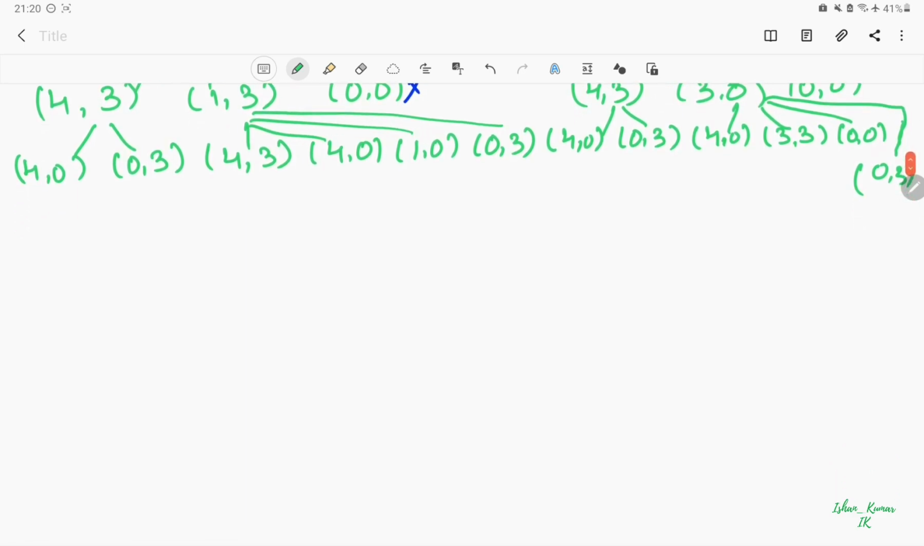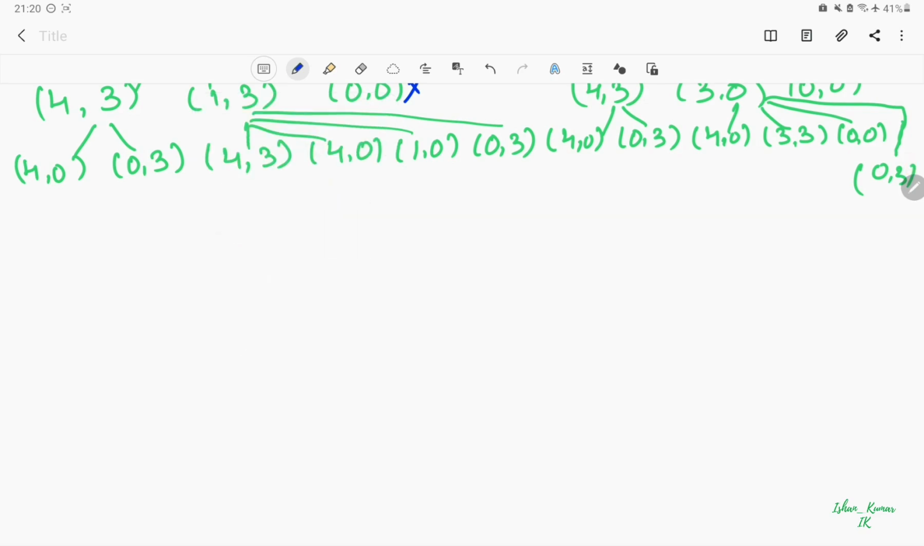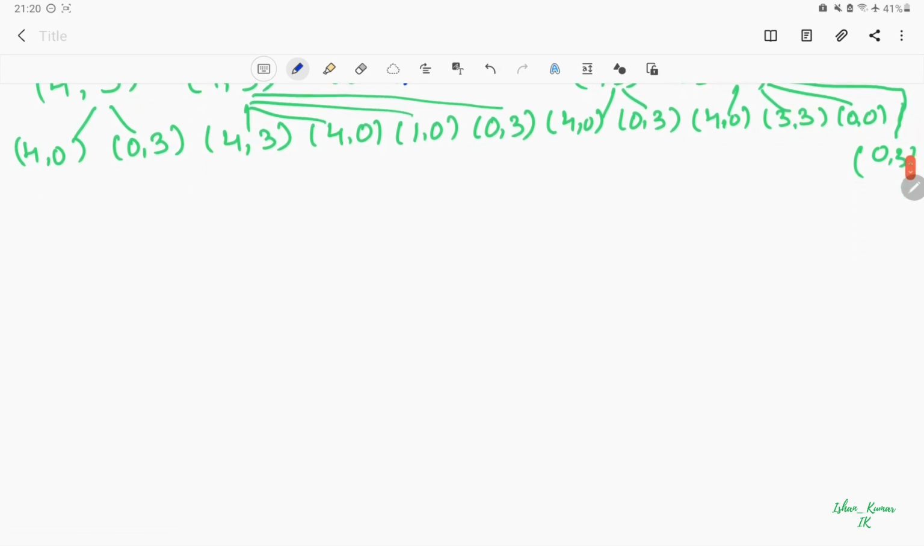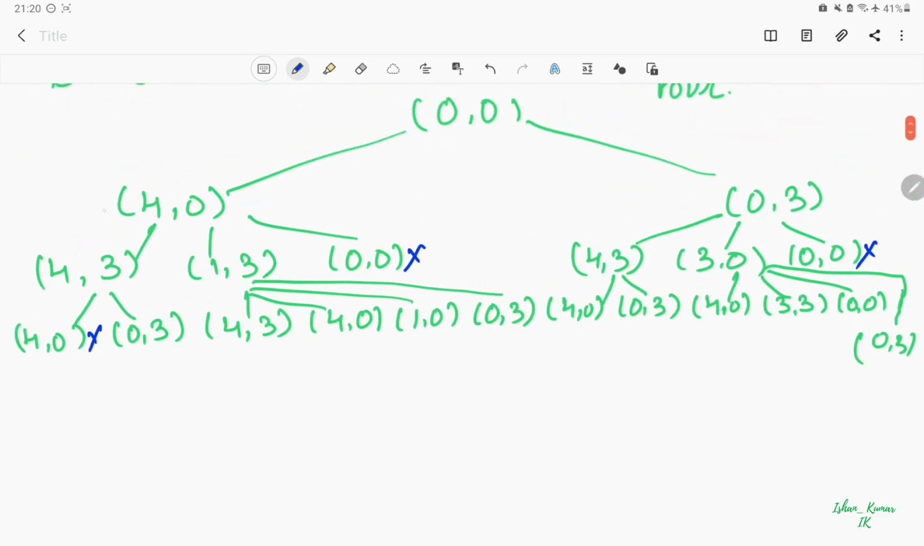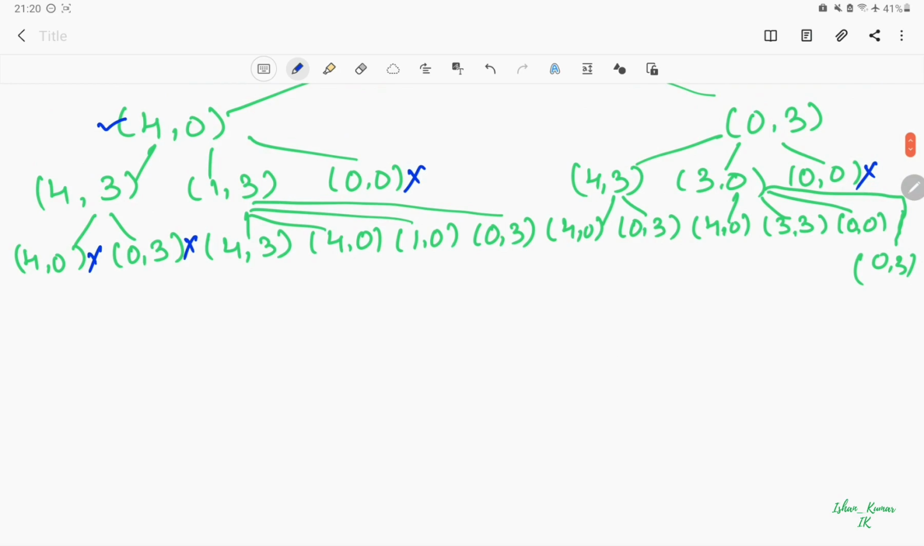Now moving on, in this step again we will not explore 0, 0 because it has been explored before. Now moving on, 4, 0 on the left hand side, we will not explore it because we have already explored it here, you can see. Then 0, 3, again we will not explore it, we have explored it on the right hand side here.